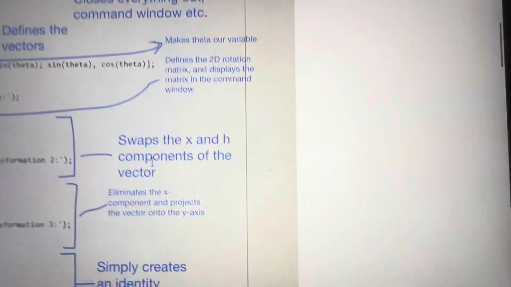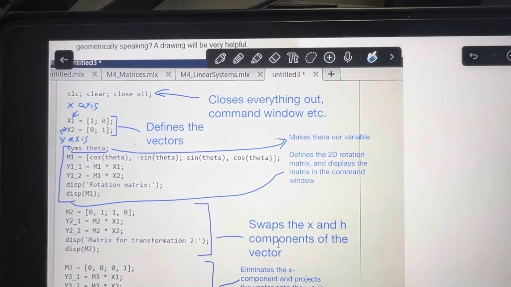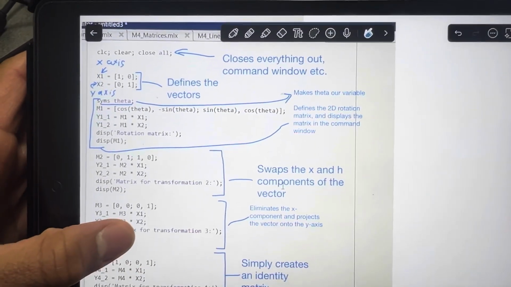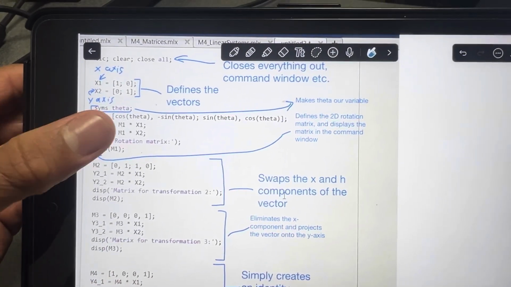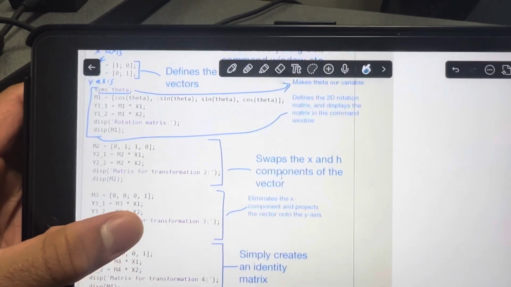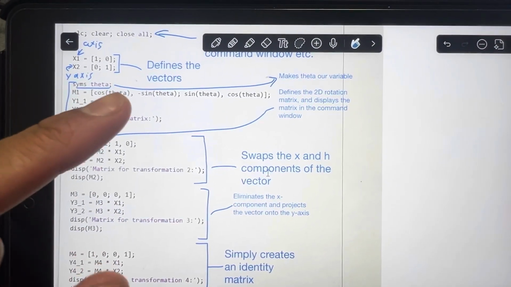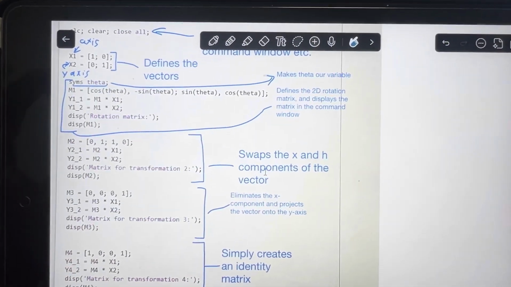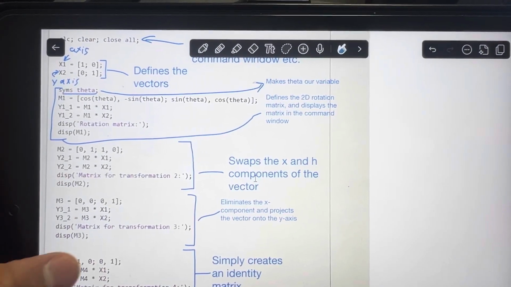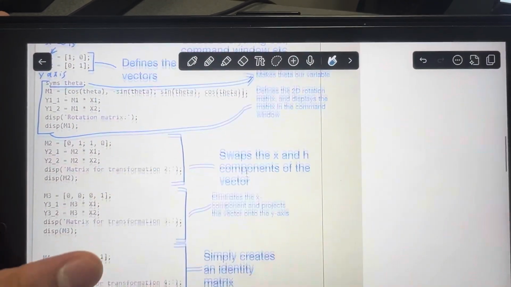So very first section, you just have the clc, clear, close all. That just closes everything out, including the command window, etc. The second segment here defines the vectors. X1 is the x-axis, x2 is the y-axis. In the next section, what this sims theta does is it just makes theta our variable, and then what this segment does is it defines the 2D rotation matrix and it displays the matrix in the command window.